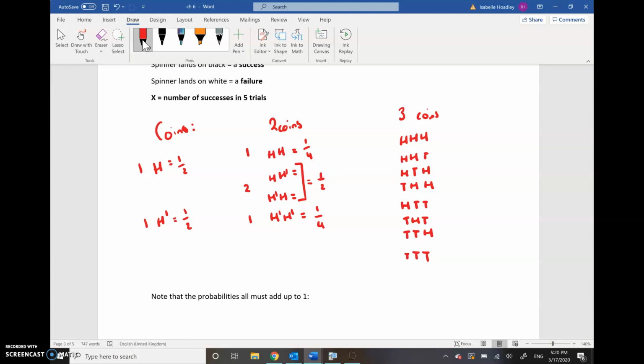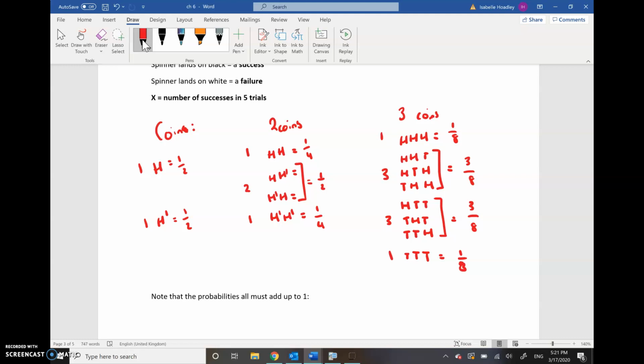So altogether, we have 8 possible things, right? Our probability of getting 3 heads is 1 out of 8. Our probability of getting 2 heads and 1 tail is 3 out of 8. Probability of getting 2 tails and 1 head is also 3 out of 8. And our probability of getting 3 tails is 1 out of 8 as well. So we have a 1, a 3, and a 1 probability.